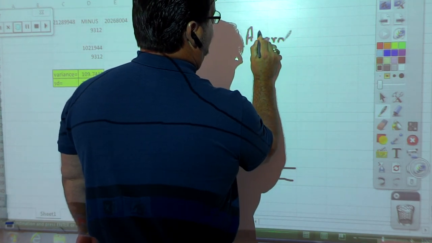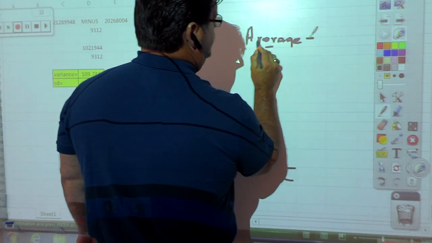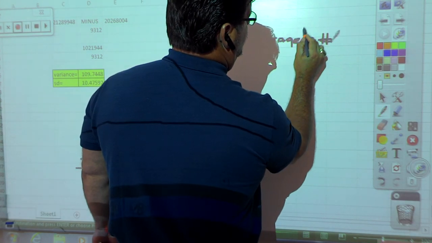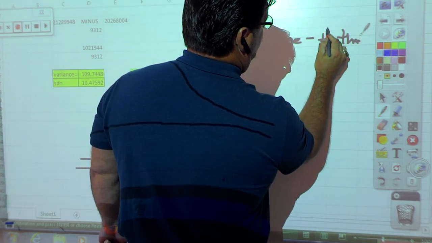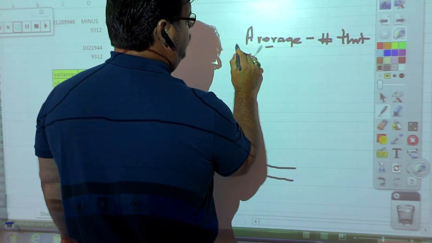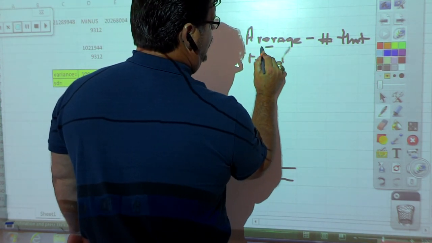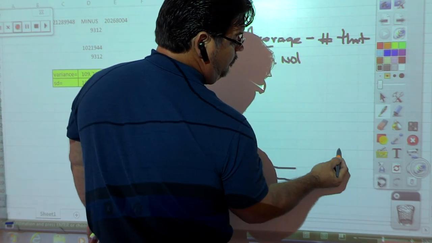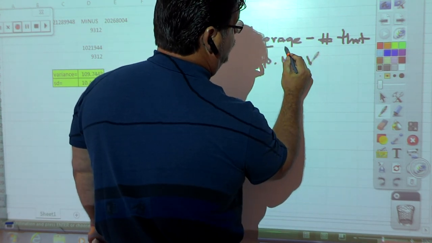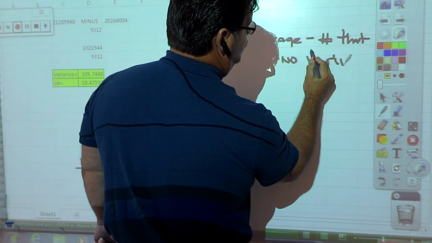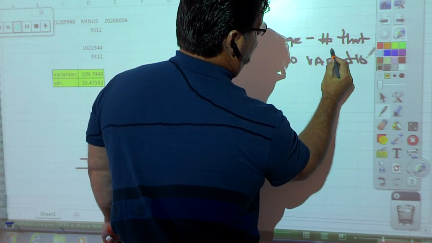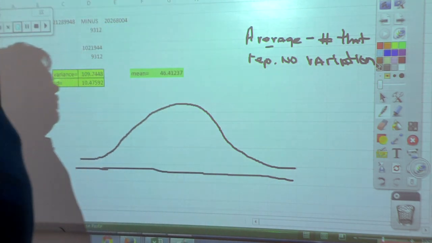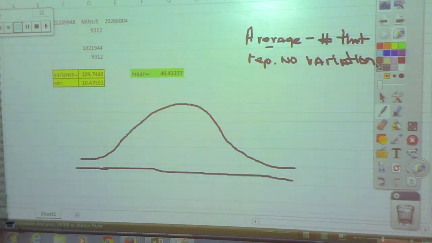Average is a number that represents no variation. Average is a number that represents no variation. I'm going to show you what that means.